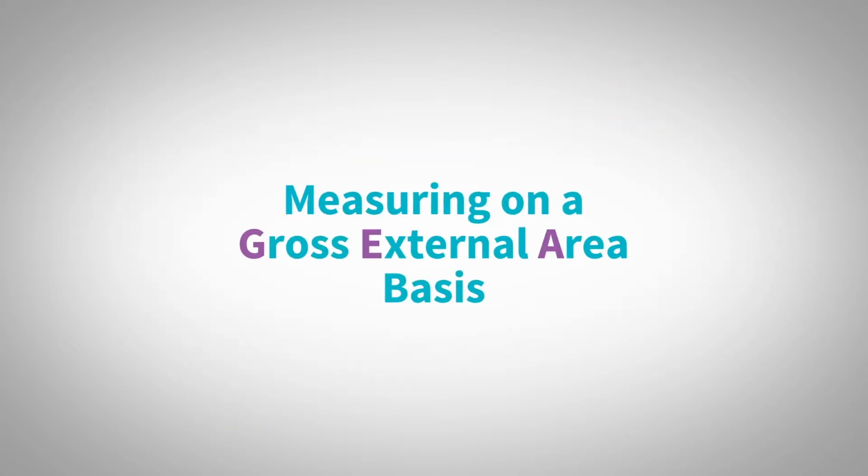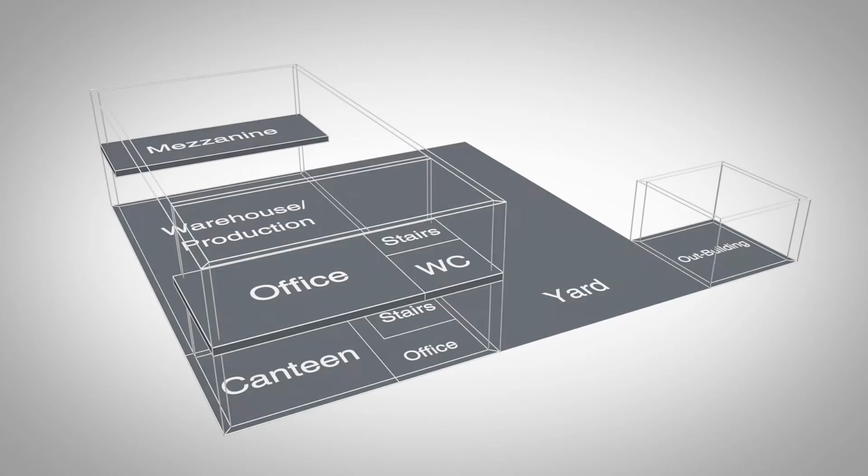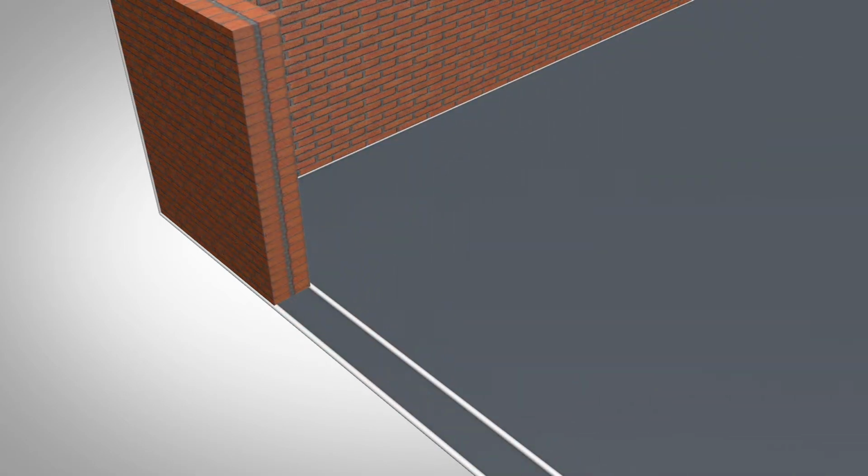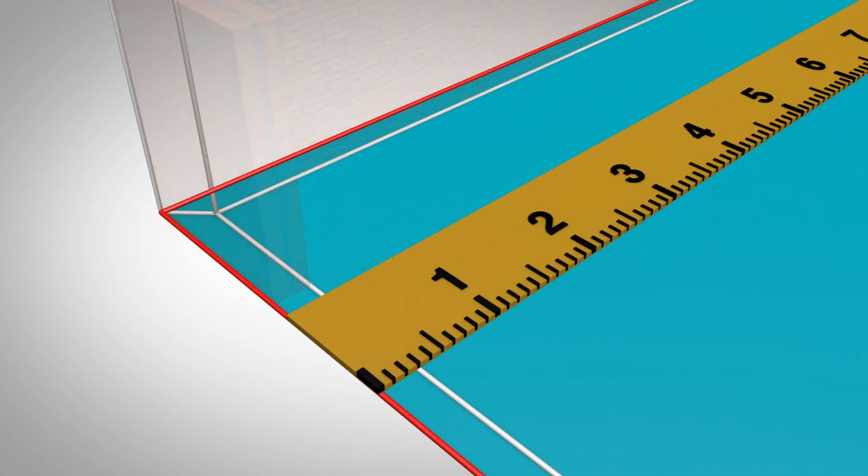If you wish to measure your property on a gross external area basis, you will need the following items: pen, paper, and measuring tape. So how does this work? Let's look at our example again. Remember, the measurements are taken from the outer faces of the external walls as demonstrated here.